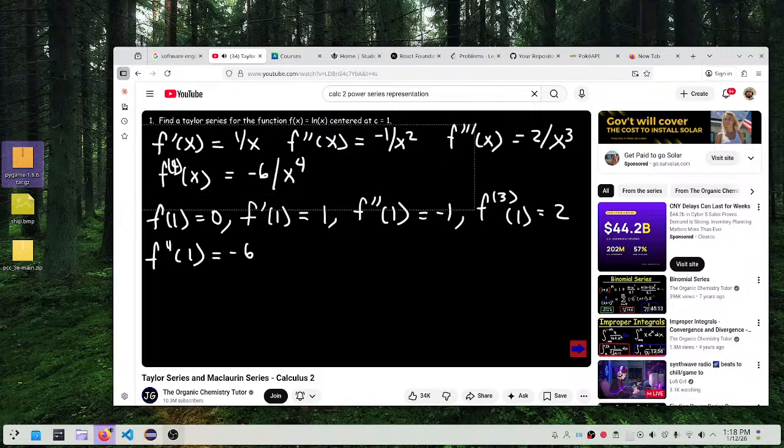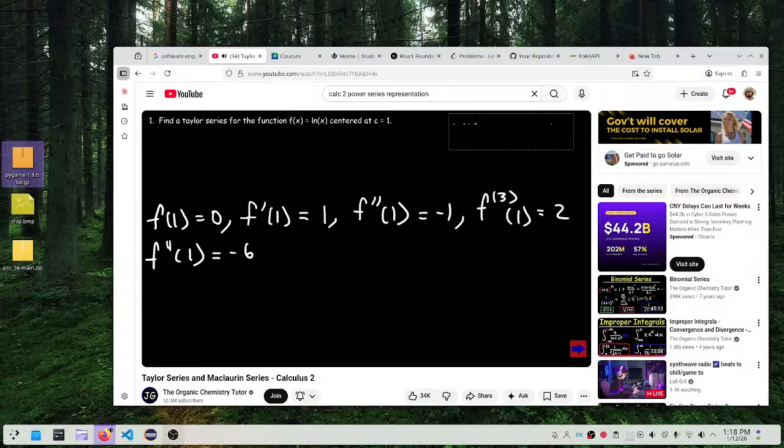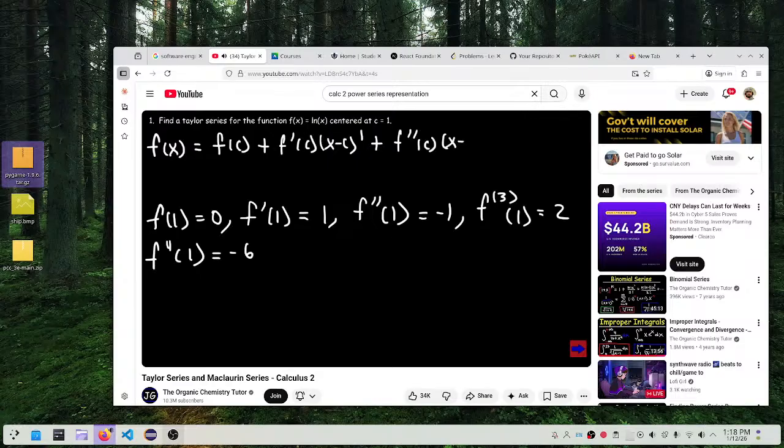So now we can get rid of this stuff. Now this is the formula that you want to use to write the expanded form of the Taylor series. So it's f of c plus f prime of c times (x minus c) to the first power plus f double prime of c times (x minus c) to the second power divided by 2 factorial plus the third derivative evaluated at c times (x minus c) to the third power divided by 3 factorial, and then it just continues.